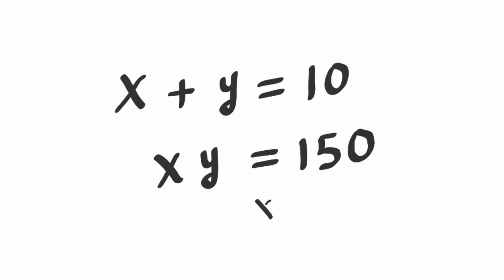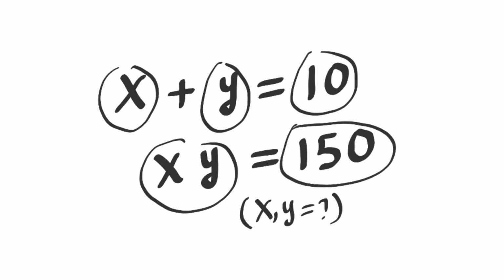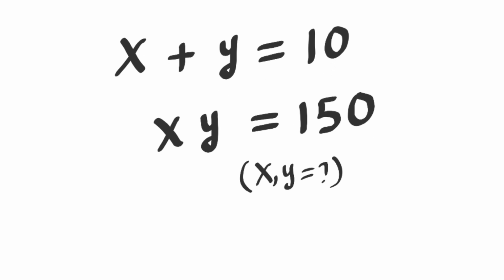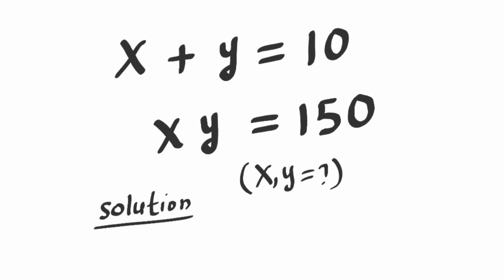Let us solve for x and y, given x plus y is equal to 10 and xy is equal to 150. x plus y is equal to 10; let us call this equation 1. xy is equal to 150; let us call this equation 2.